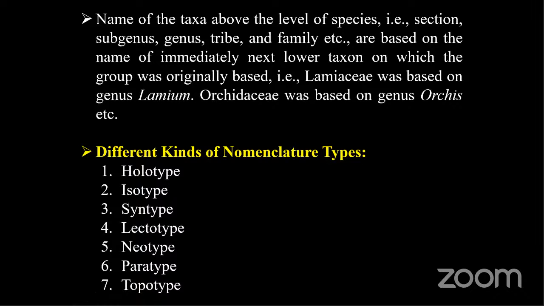Now we are seeing the different kinds of nomenclature type. That is holotype, isotype, syntype, lectotype, neotype, paratype, and topotype. These are the different kinds of nomenclature type. Again, these types are also very difficult to remember and very difficult to understand. But just see them one by one.